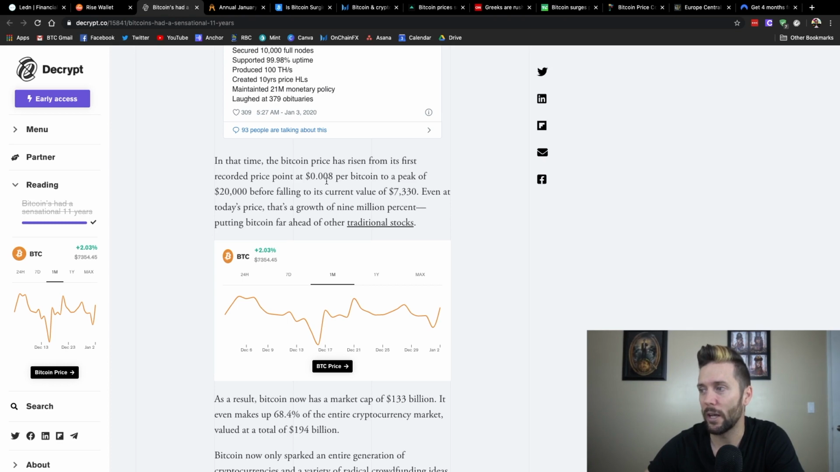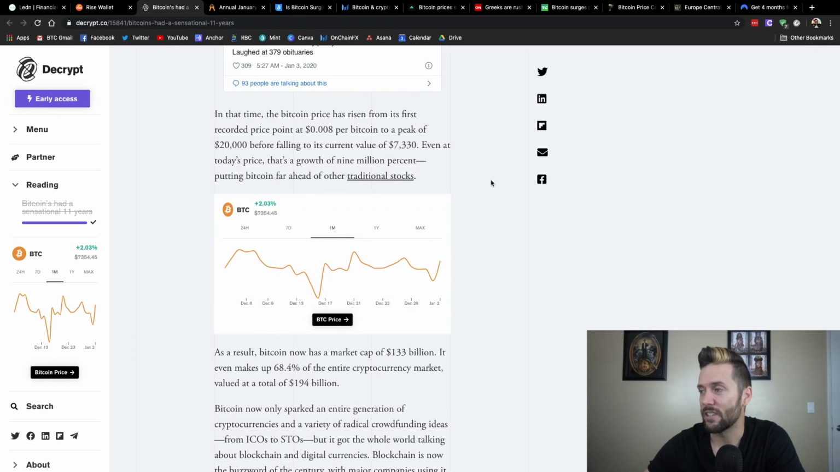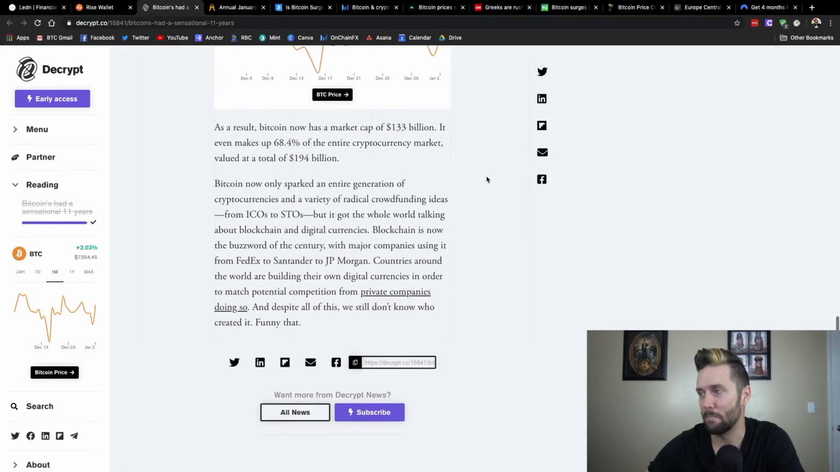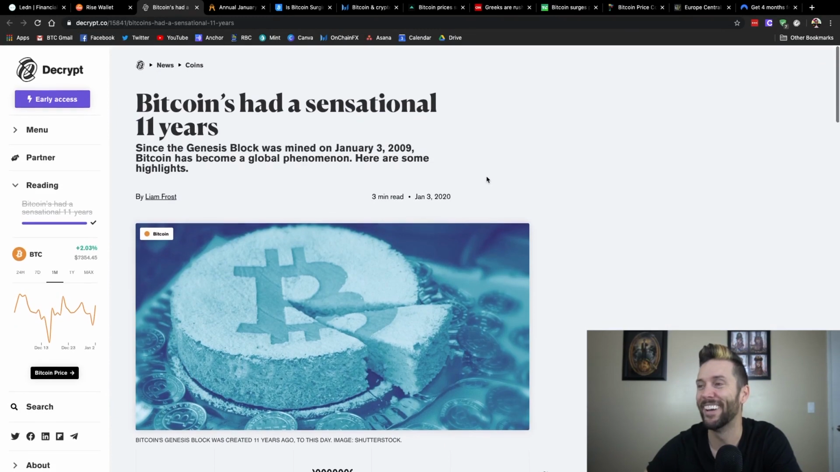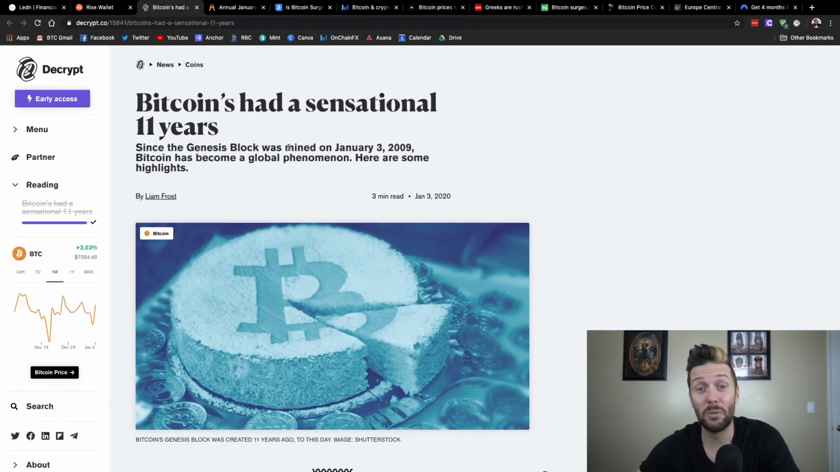Now, also to note here, the first recorded price point for Bitcoin was actually less than a penny. $0.008, or I guess 0.8 cents. Now it's currently at 7,300 in that range, basically over $7,000. And so that's like a 9 million% return. So pretty wild.